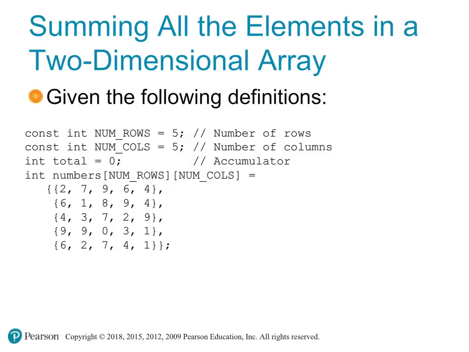We're going to look at how to sum all the elements in a two-dimensional array. For demonstration, we have a 5x5 array called numbers. We use constants NUM_ROWS and NUM_COLS for the number of rows and columns respectively. Then we initialize this two-dimensional array by specifying values for each array element.